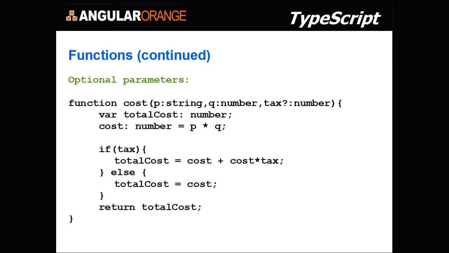TypeScript also supports optional parameters. Suppose you have a function cost and you have 3 arguments, P, Q, and tax. The question mark after tax means it's optional. And so the function definition has to implement a 2-argument function call and a 3-argument function call. So if tax is one of the arguments, you could use it, and if it's not, then you don't tax the cost.